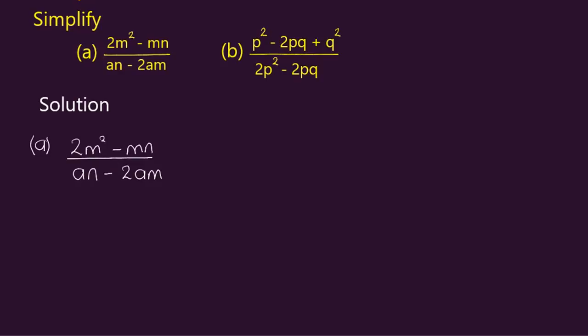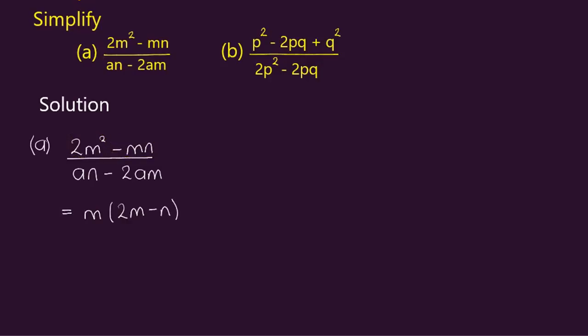On the numerator, where we have 2m squared minus mn, the HCF right there is actually m. So we factor out m and divide m into 2m squared, we get 2m, right? And we divide m into minus mn. What do we get? We get minus n. So that's our numerator factorized.